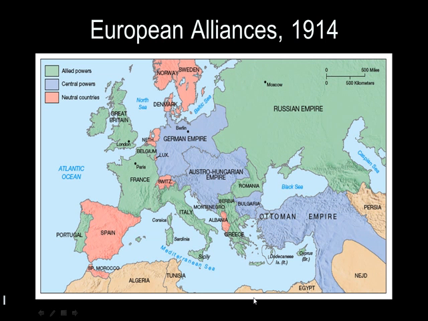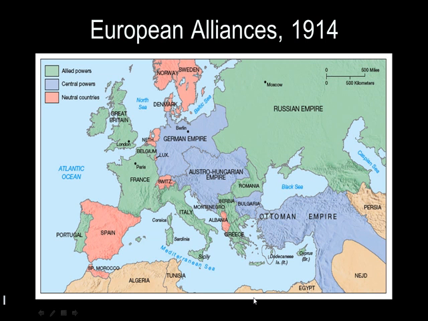First off, this is the European alliance system in 1914. The greens are one side, the purple are the other side. They fought each other in World War I. But this is all I want you to focus on right now for the sake of simplicity.